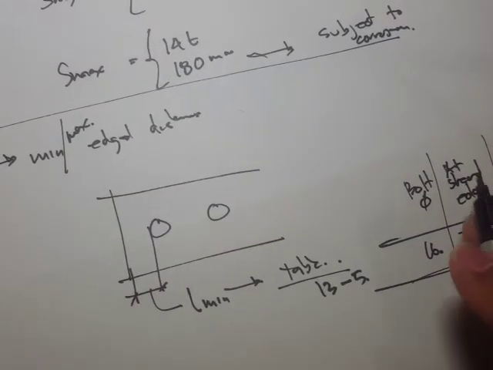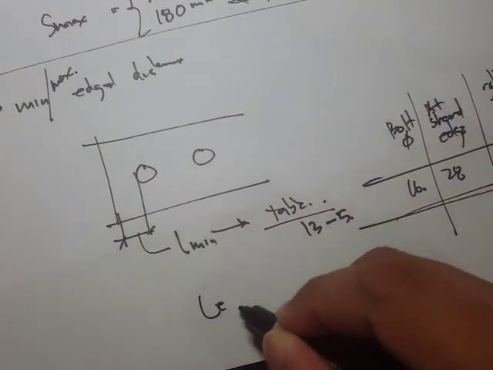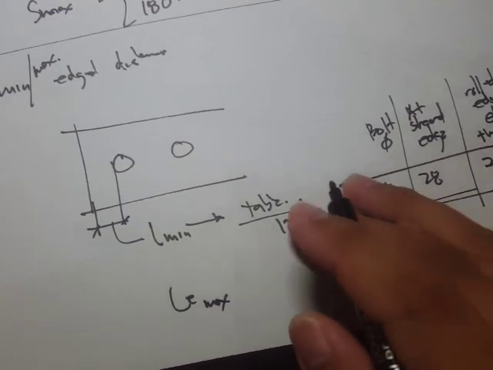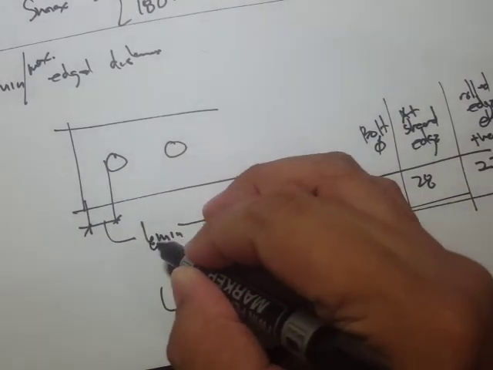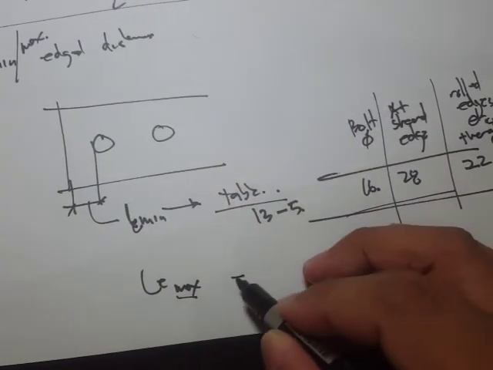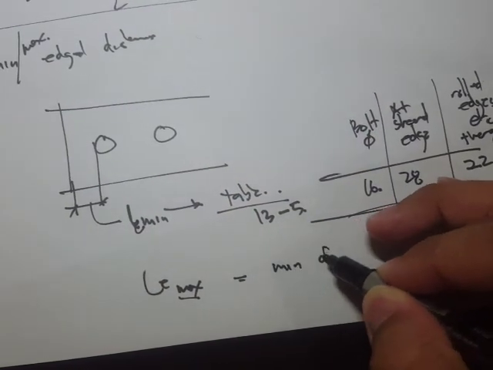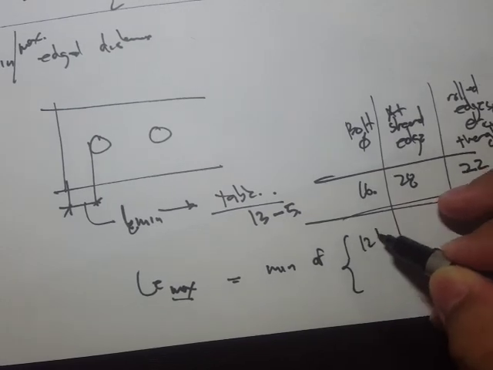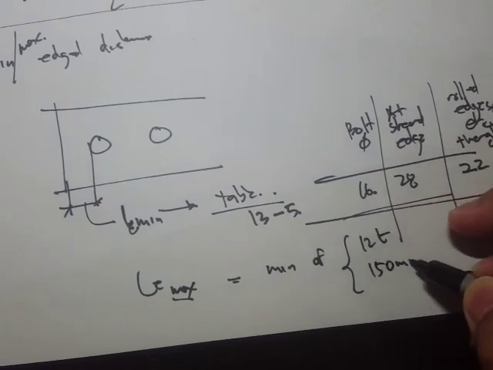Now for the maximum, LE max, this is LE min, L sub E min. L sub E max is equal to the minimum of 12T, that is 150 mm.